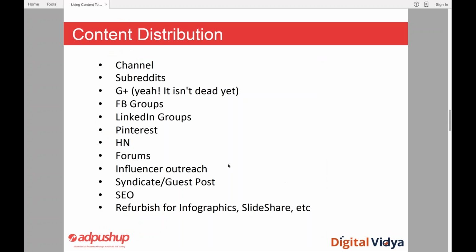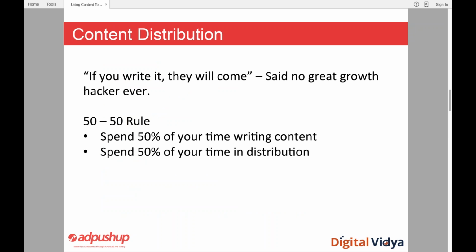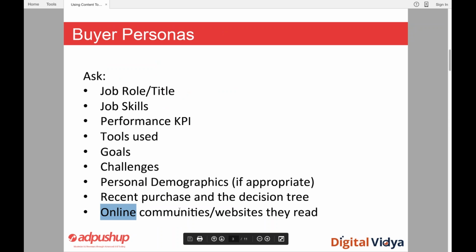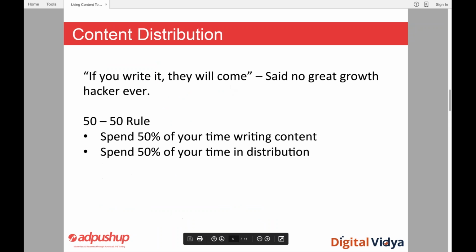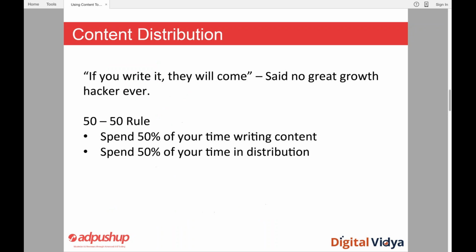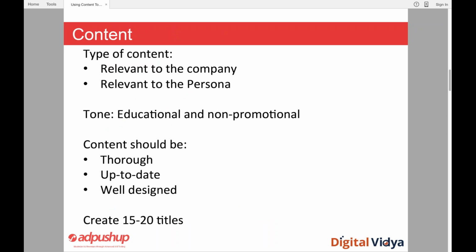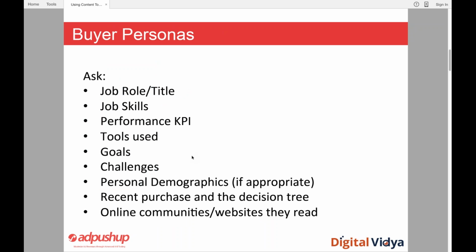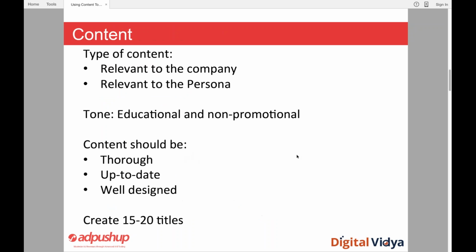So there are a lot of ways using which you can distribute your content, and the buyer persona which you created from the first step here, and what we saw about the online communities and websites which people like to visit, would really help you in understanding and nailing down your content distribution strategy. Similarly, when you're creating this content, the understanding of your audience over here will help you understand and create more relevant content, and this will be great feedback on what topics to write about.